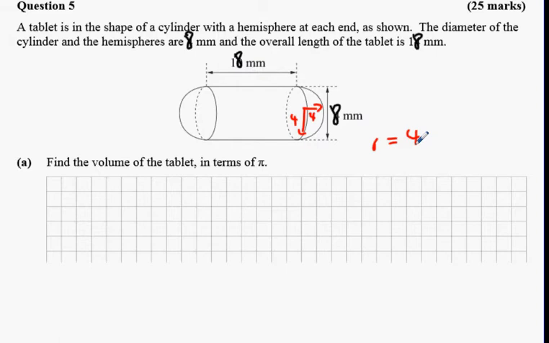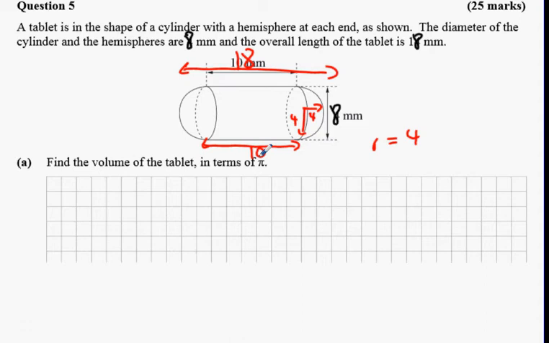The radius of the cylinder is 4. Now it says the total length is 18, doesn't it? The overall length of the tablet. When you're talking about the overall length of the tablet, you're talking that the whole thing is 18. So what does that mean? We need to take away 4 from both sides. So the length of the cylinder is 10. Everybody have that? Length of the cylinder is 10.